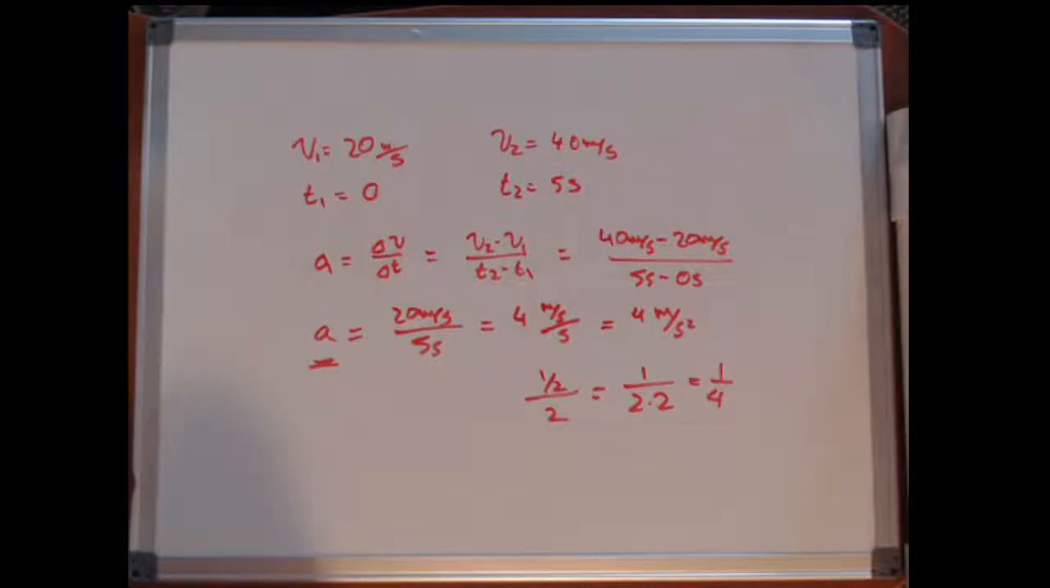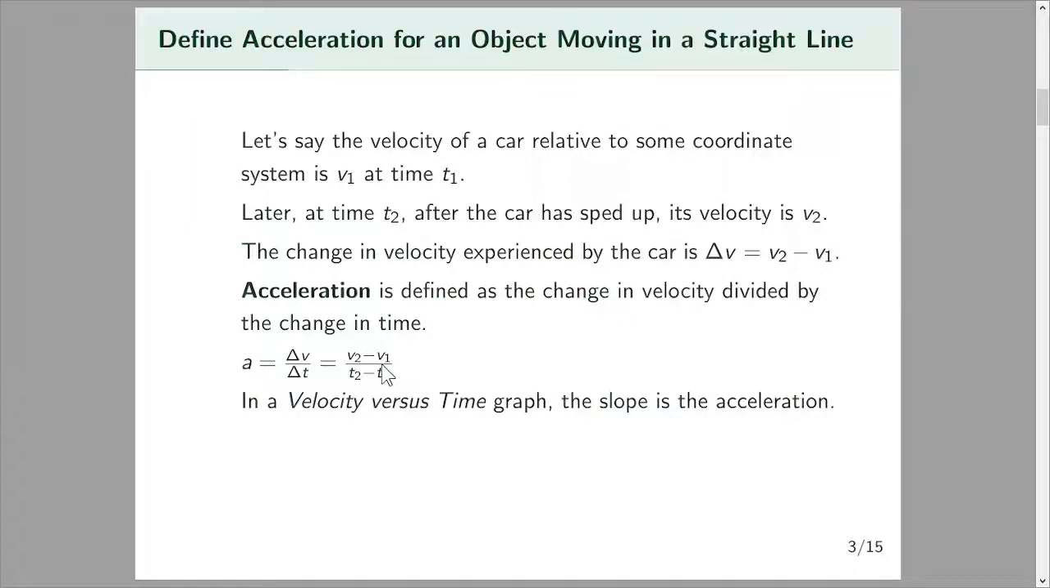Let me switch back. So acceleration is defined as the change in velocity divided by the change in time. We have it here. Notice that just as in a position versus time graph, the slope was the velocity. Now in a velocity versus time graph, the slope is the acceleration.